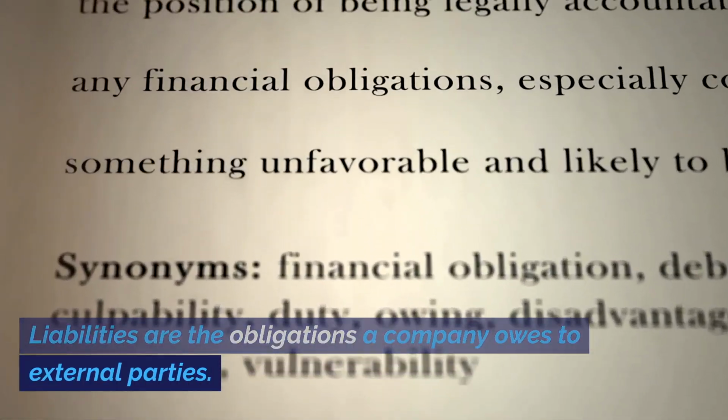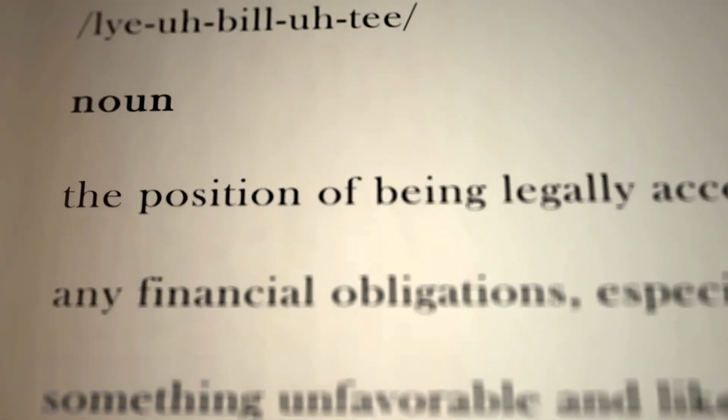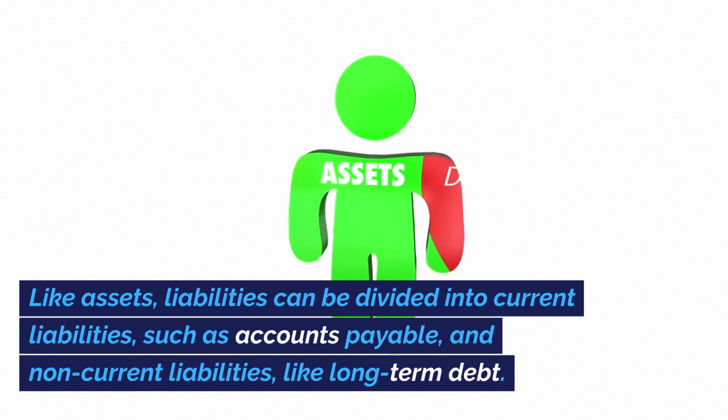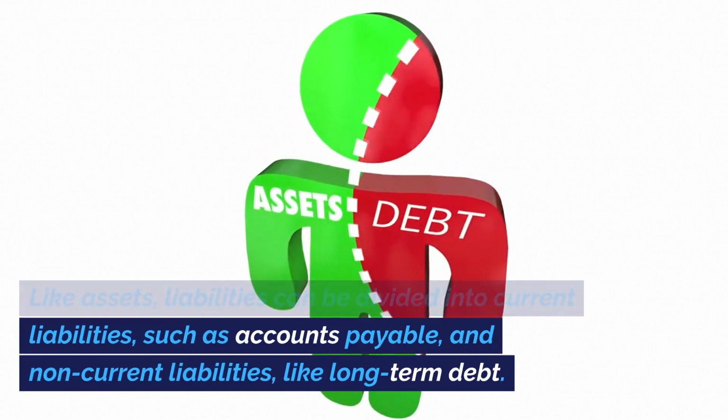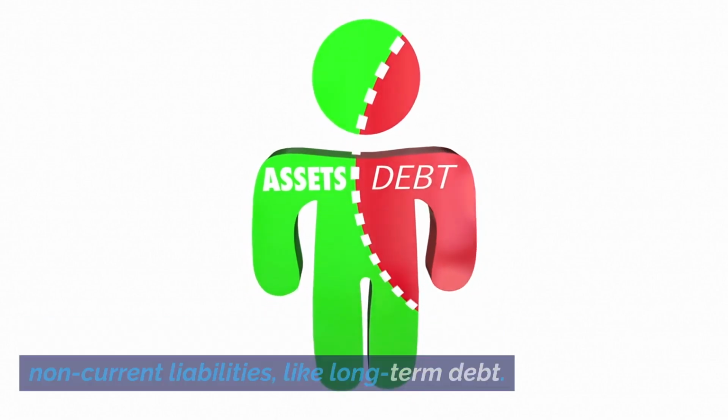Liabilities are the obligations a company owes to external parties. Like assets, liabilities can be divided into current liabilities, such as accounts payable, and non-current liabilities like long-term debt.